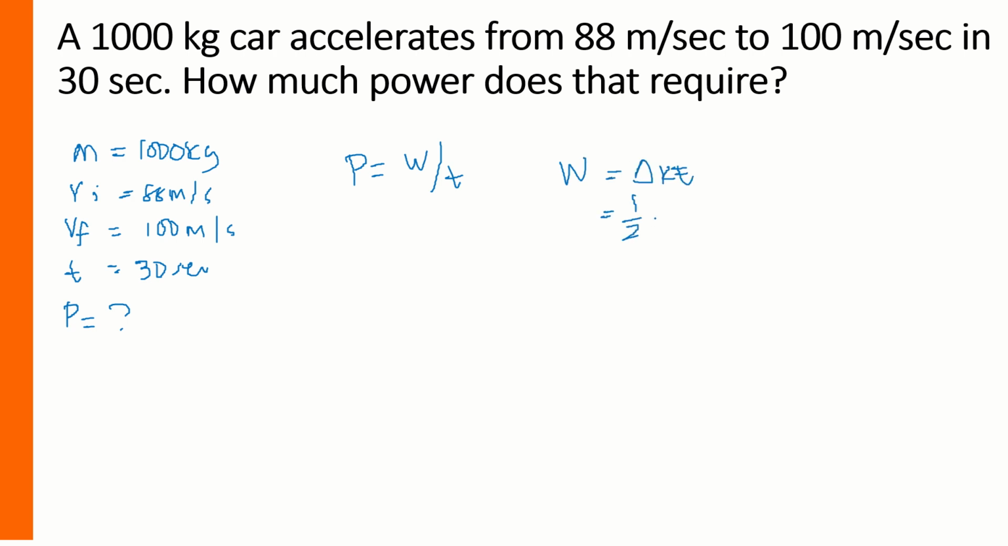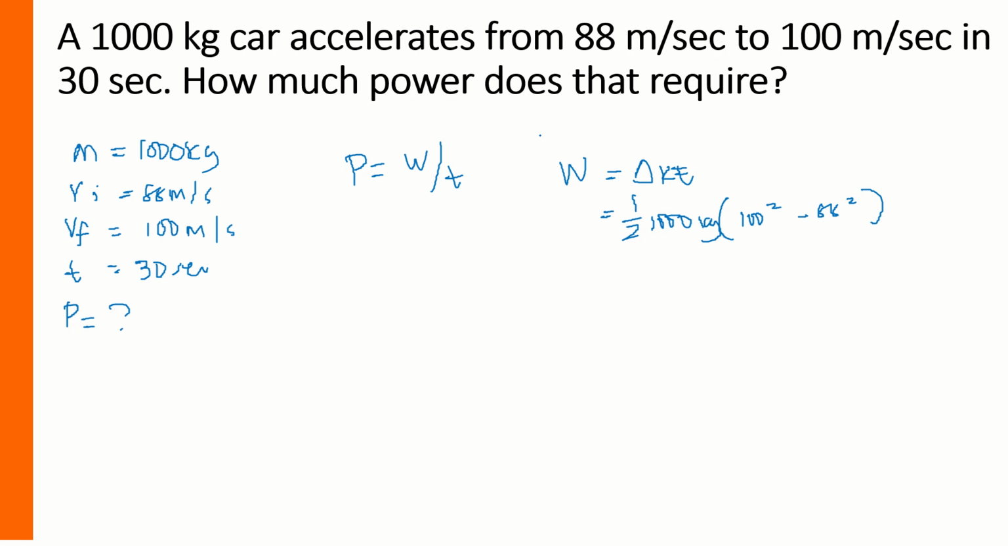So 1/2, the mass is 1,000. If you don't want this way of solving, you can expand it para wala kang problema. Pero, I don't want to make things complicated for you. So 1,000 kilograms times, ano na nga to? 100 squared minus 88 squared. Again, let's just simplify. Let's not make things complicated. But that's meter per second.